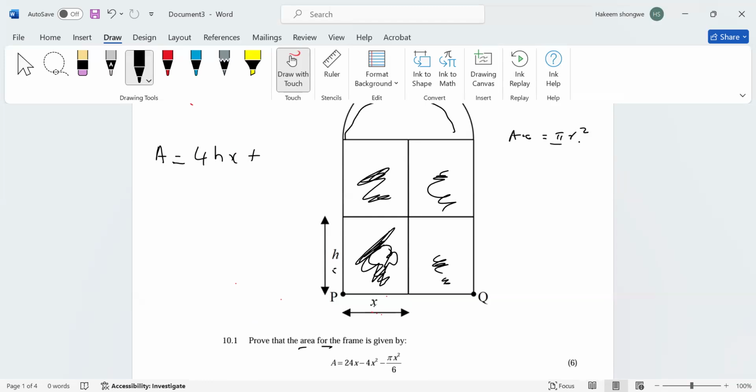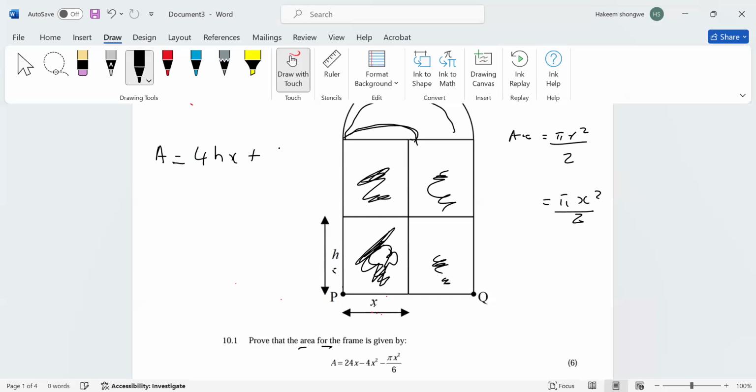But this one, since it's a half a circle, you divide by 2. Yes. So plus, but we know the radius. The radius is x. So the radius, pi x squared, from here to here. This is going to be x, so it's the radius. So we have pi x squared all over 2.